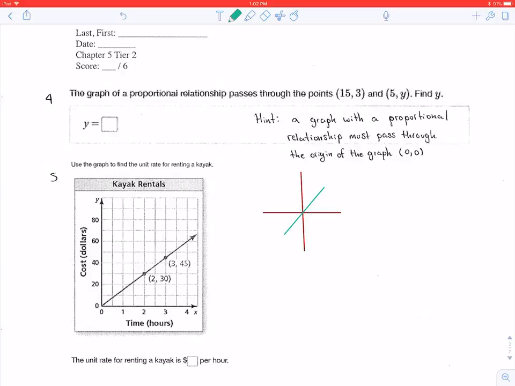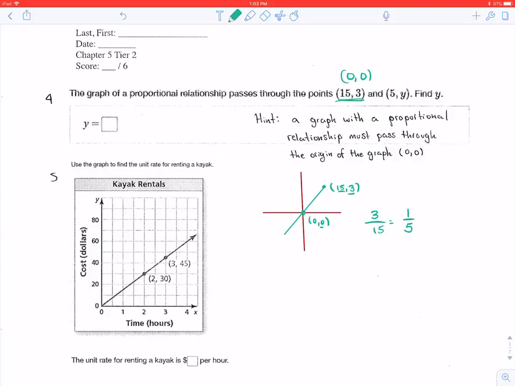And so if it goes through 0, 0, and we're also told that the line passes through the point 15, 3, so let me just make up a point here that we'll label 15, 3, then with that information alone, we can determine the slope of the line. If it started at 0, 0 and went to 15, 3, the change in y, 3 minus 0, would simply be 3, and then the change in x from 0 to 15 would just be 15, which simplifies down to a slope of 1 over 5.